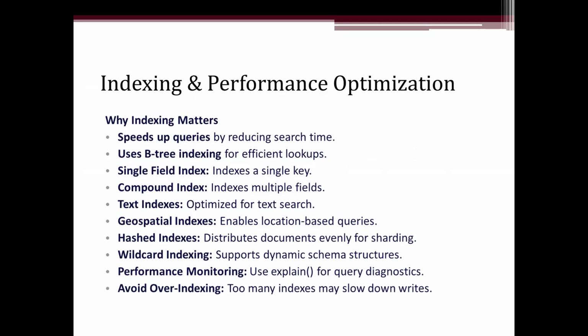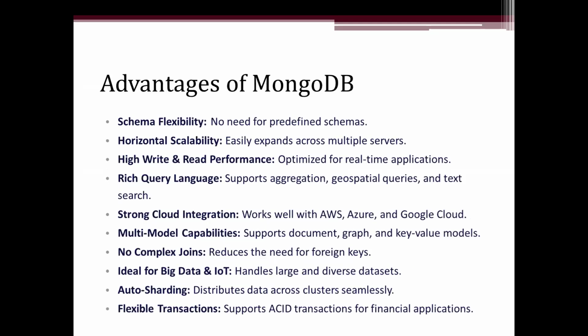Indexing matters in MongoDB because it speeds up queries. It uses B-tree indexing. It has single field indexes and compound indexes, which use multiple fields. It also has text indexes, which are optimized for text search. It's also used for hashed indexing and wildcard indexing, which supports dynamic schema structures. It's used for performance monitoring and avoiding over-indexing because too many indexes may slow down writes.